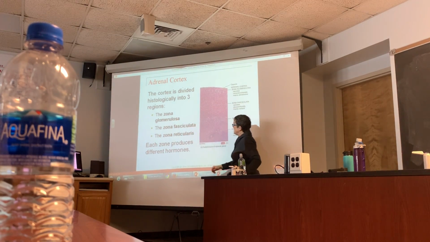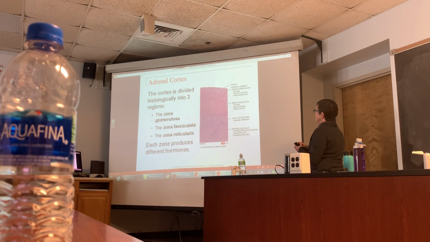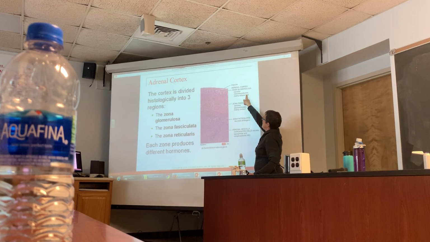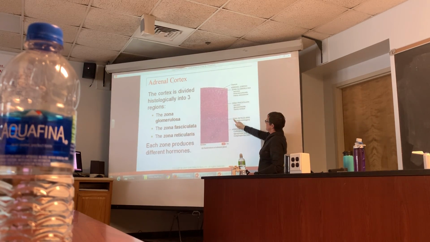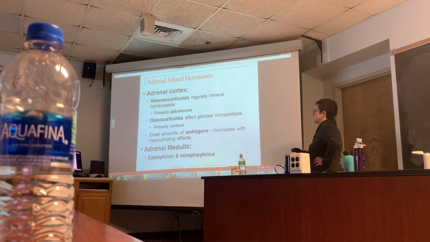You don't have to know the names of these regions, but you do need to know the hormones that come from the adrenal cortex. Each of these regions secretes specific hormones. The outer region, the zona glomerulosa, secretes mineralocorticoids, and then the middle region produces glucocorticoids, and then the inner region secretes androgens, which are male sex hormones or masculinizing hormones.